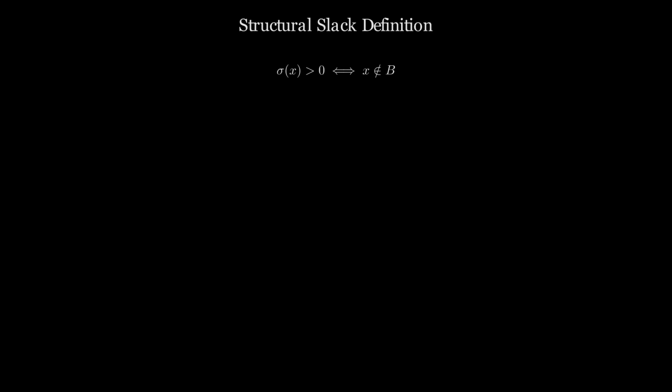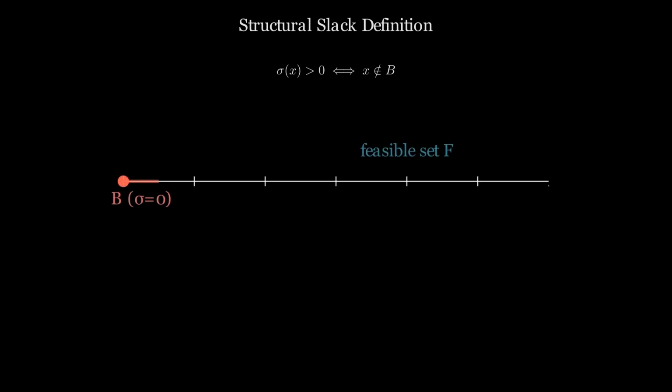Structural slack is defined as the infimum of distances from the current state to the absorbing set. Positive slack is a necessary condition for any control to be effective. It is not sufficient, but it is prerequisite. When slack reaches 0, the system is absorbed with probability 1 at the next transition. No policy can recover this.